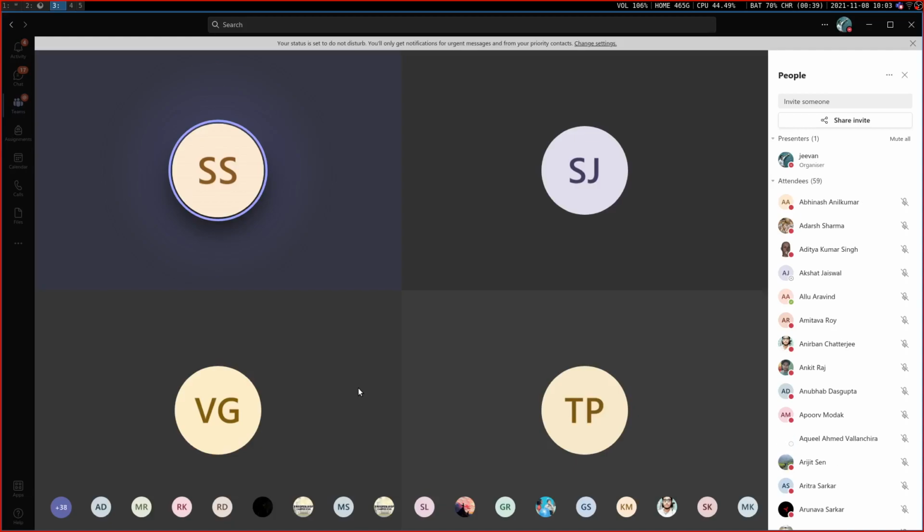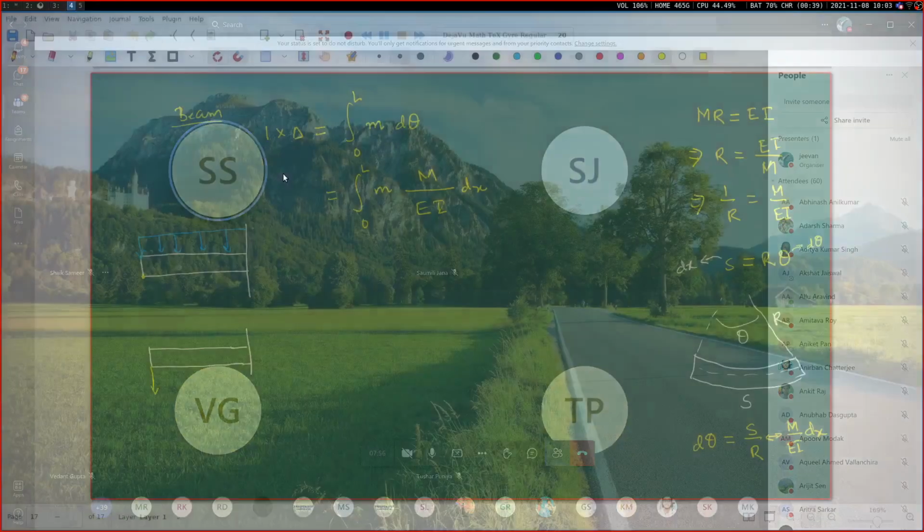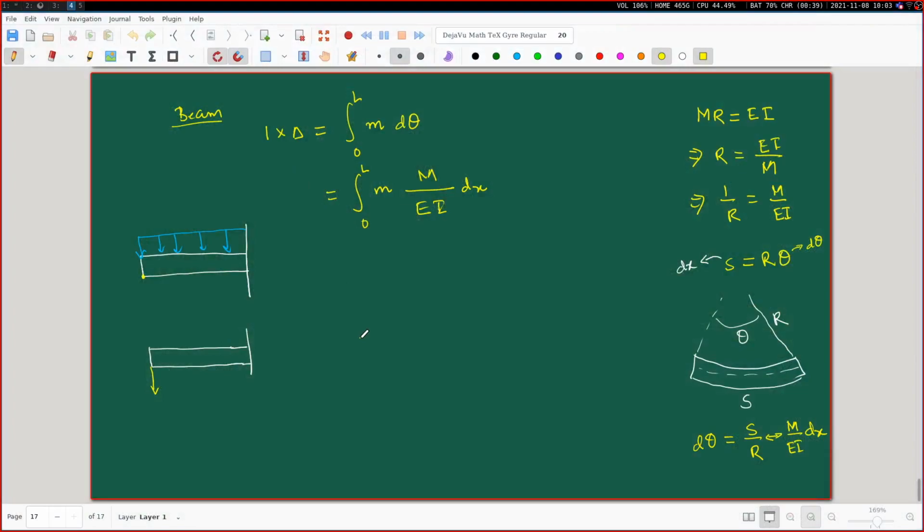We discussed something called the principle of virtual work in that recorded lecture, and today I'm going to discuss a couple of applications and then move on to the last topic of this chapter. So, applications of the principle of virtual work. Let me go to the next page.